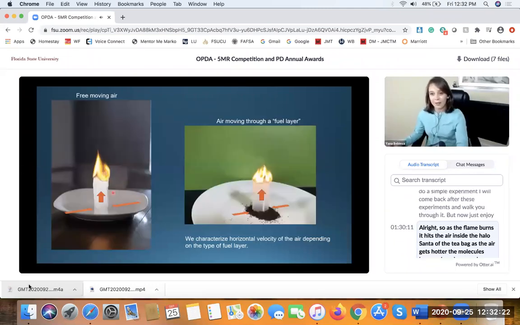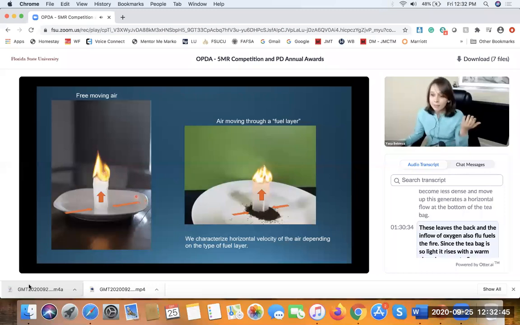All right. So as the flame burns, it heats the air inside the hollow center of the tea bag. As the air gets hotter, the molecules become less dense and move up. This generates a horizontal flow at the bottom of the tea bag. This lifts the bag, and the inflow of oxygen also fuels the fire. Since the tea bag is so light, it rises with the warm air and appears to fly.